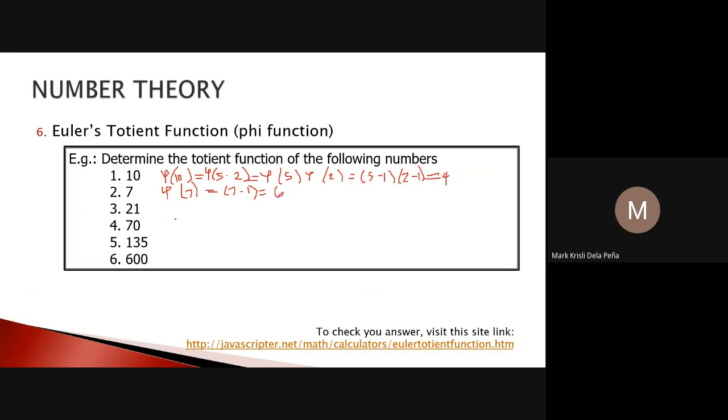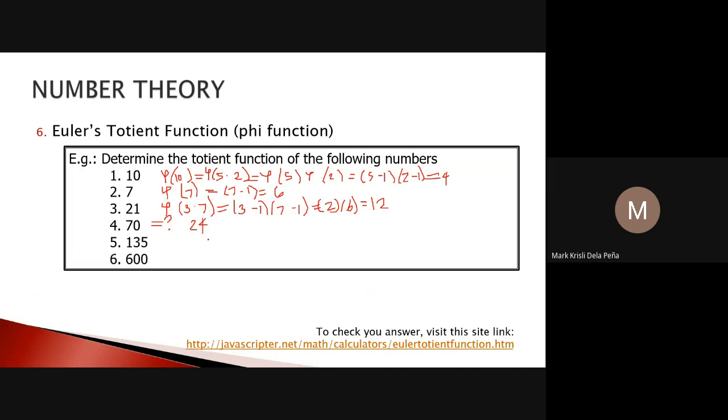21 has factors 3 and 7. So we know that the totient of 3 is 2. That's 3 minus 1, and 7 minus 1. So that's 2 times 6, which is equal to 12, and so on. Now, what's the totient function of 70? So what's your answer? What is the totient function of 70? The answer is 24.